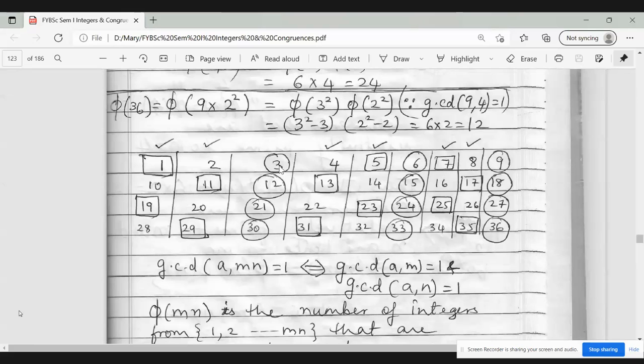GCD of 3 and 9 is 3. This I have circled. GCD of 4 and 9 is 1. GCD of 5 and 9 is 1. So those I have tick marked. GCD of 6 and 9 is 3, so that I have circled. GCD of 7 and 9 is 1. GCD of 8 and 9 is 1. So those I have tick marked, and I have circled this.